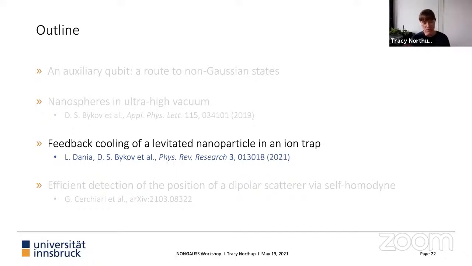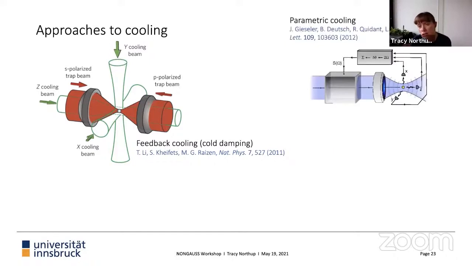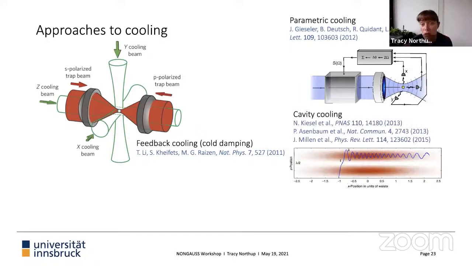First of all, of course, we're not the first ones to want to cool these nanoparticles, and that's been going on for more than a decade. There's early work from Mark Raizen's group looking at feedback cooling, otherwise known as cold damping, of an optically trapped particle, as you see in this image. Also, shortly afterwards, parametric cooling was done. And there have been several examples of cavity cooling of particles. So a handful of different methods have been used so far to cool these particles.